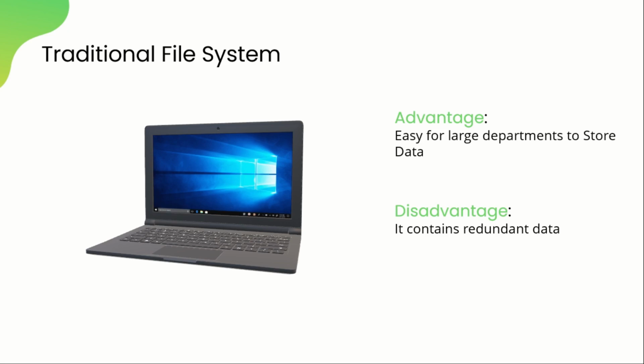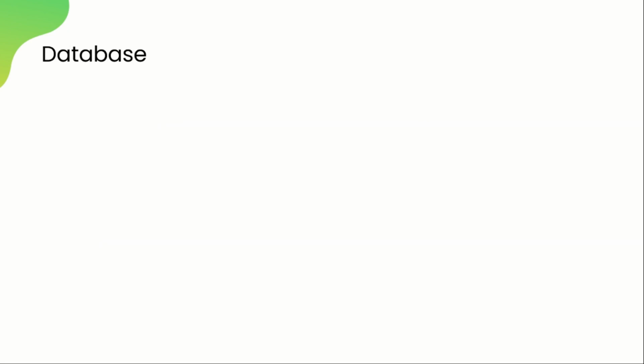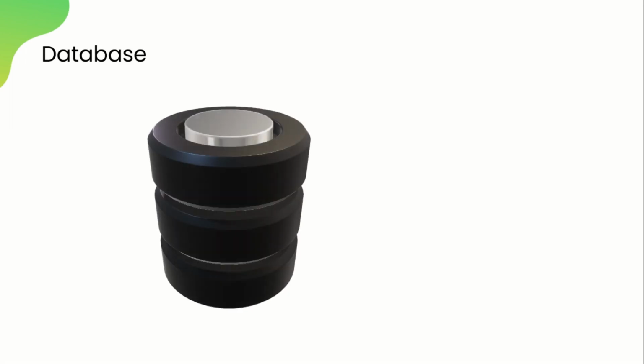So a new form of system was introduced that is called a database. A database is a collection of related data. What is the main advantage of this? It helps to manage the data easily. It provides us different operations by which we can manage our data and even manipulate it in the way we want.